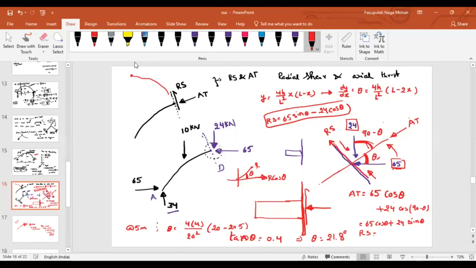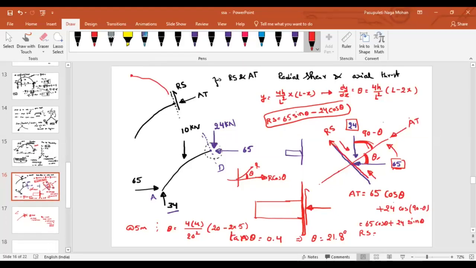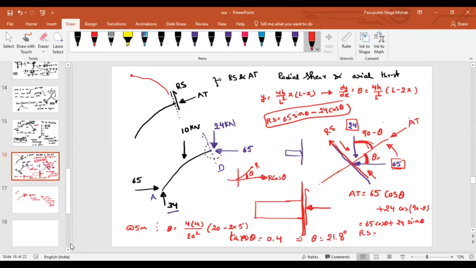So in case they ask for axial and radial shear, they will not ask in the exam, but these are not as difficult as they look. If you know the forces at any section, it's simple to find the forces at any section.